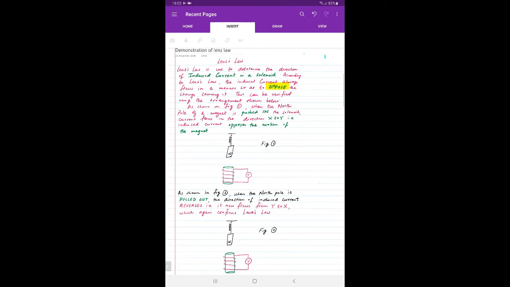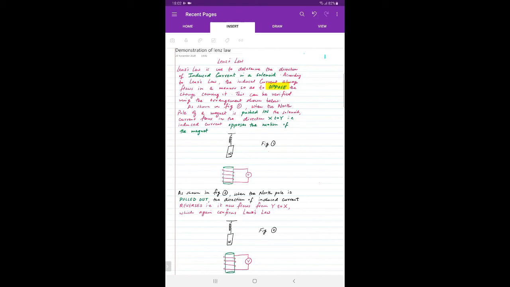So Lenz's law is used to determine the direction of induced current in a solenoid. Okay, so kind of wasted my writing, I should have checked it. According to Lenz's law, the induced current always flows in a manner so as to oppose the change causing it. This can be verified using the arrangement shown below.